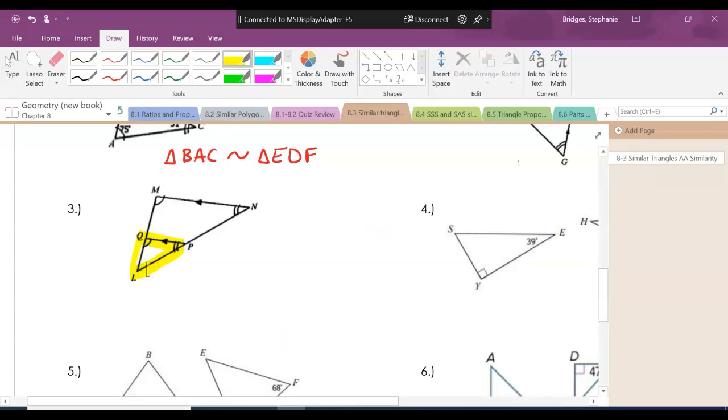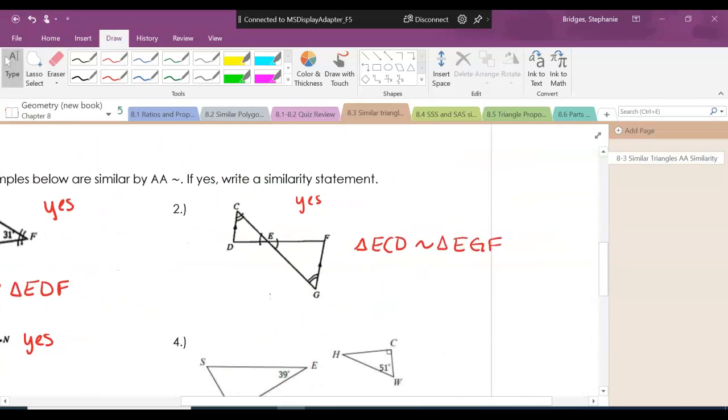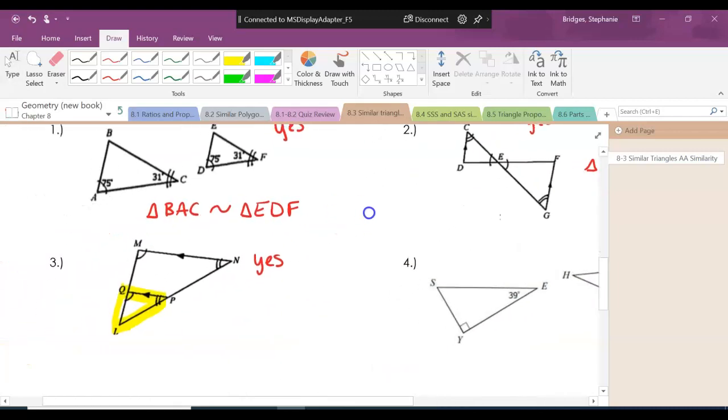Okay. Looking at the markings that I have in my picture, do I have 2 pairs of congruent angles? Yes. All right, so these are going to be similar. If we go back to number 2 real quick, when you do D, E, F, you go all the way through it and stop right there in the middle point, because you're naming triangles. If you go farther, you're not really having a triangle anymore.